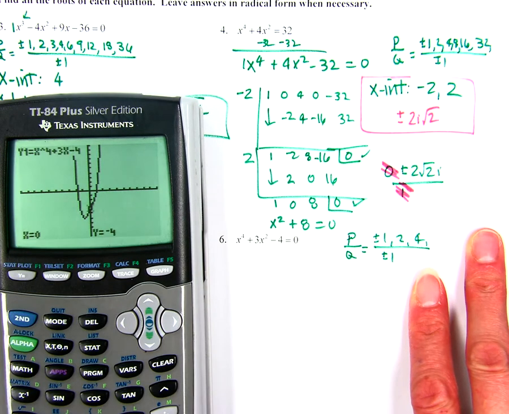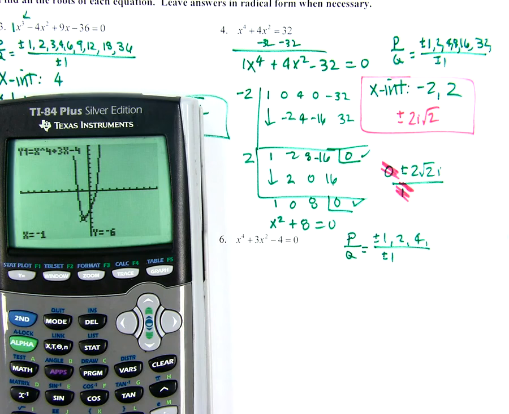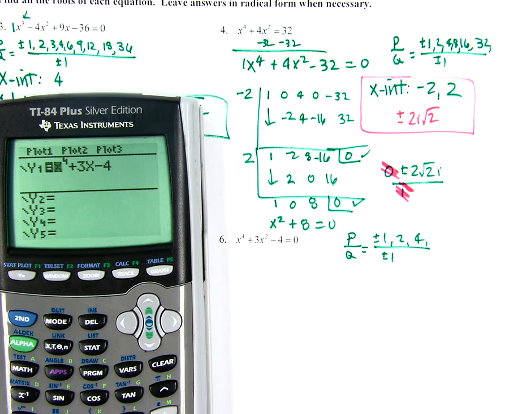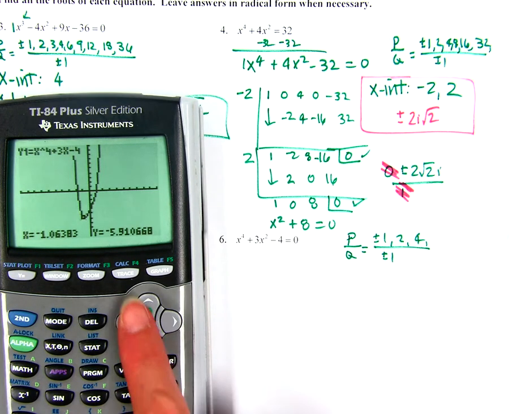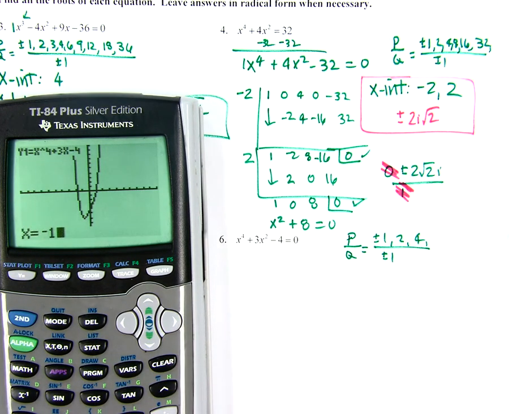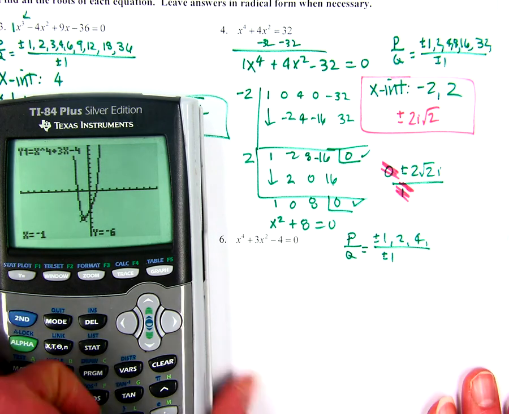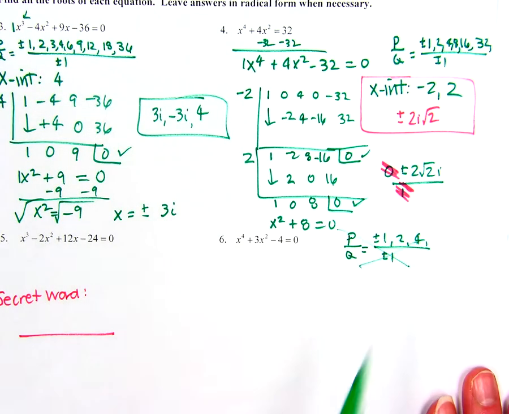So it looks like 1 and something is not working out right here. Because it should be 1 and negative 1, but I don't see a solution at negative 1. All right, so we'll skip number 6 also. We'll just skip that one.